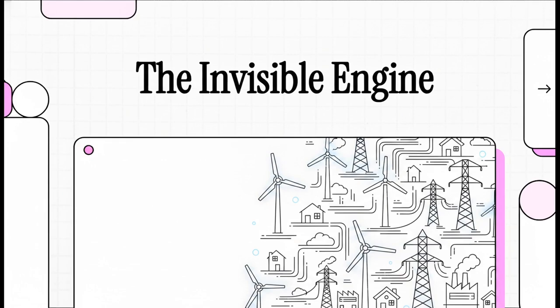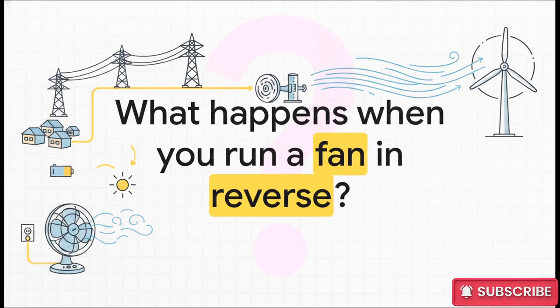Let's dive in. So, what happens when you run a fan in reverse? Let's start with a simple flip in perspective here. Think about an electric fan in your house. It uses electricity to spin its blades and create wind, right? Well, a wind turbine does the exact opposite. Literally, it uses the wind to spin its blades and create electricity. By harvesting the indirect solar energy that causes atmospheric winds in the first place, the turbine's rotor drives a generator to produce power for the grid.